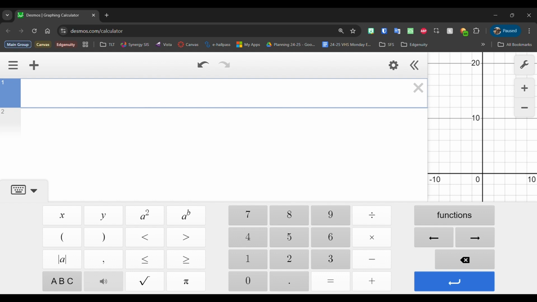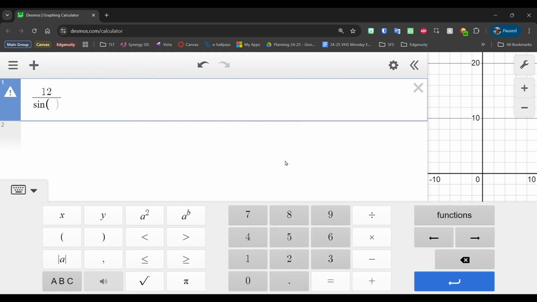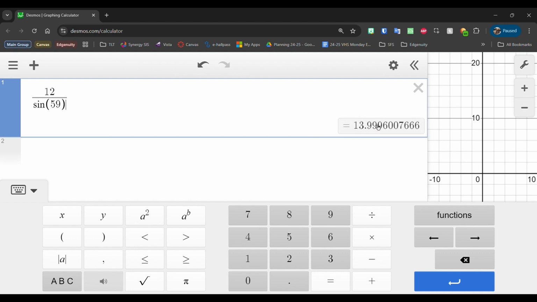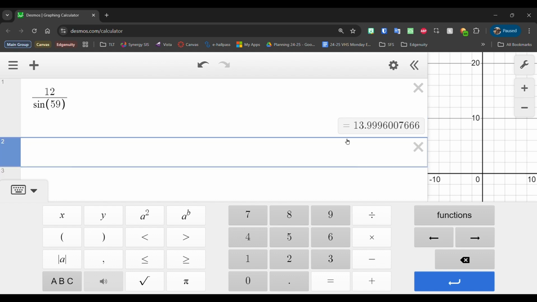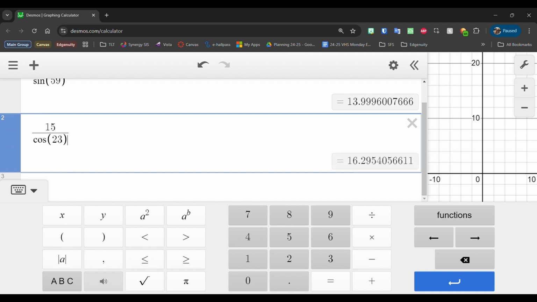So first we wanted to plug in 12 divided by sine of 59. So I'm going to write 12 divided by, and that opens a fraction. And then I'm going to go to functions and click sine. In these parentheses that pop up, I'm going to type 59. And right here we got 13.999, which is about 14. Our next one was 15 divided by cosine of 23. Now you can also just type in COS for cosine and then do parentheses. So you can also type in your answer, and as we see, that gave us about 16.3.